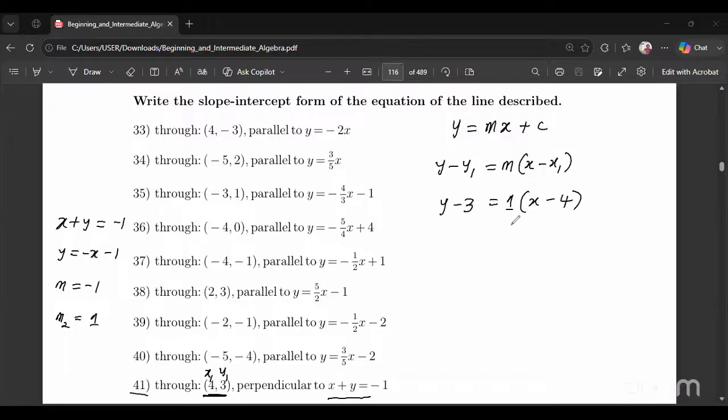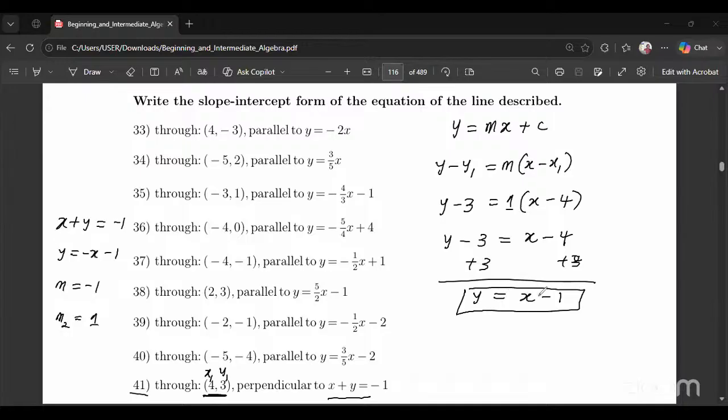So all we need to do from here, we just distribute. Of course, when you have something multiplied by 1, it is the same as just keeping that stuff without any simplification. So we have x minus 4. And for me, I will just add 3 to both sides like this. So I have y on the left-hand side, and I'm having x minus 1 on the right-hand side. So this is the slope-intercept form of the line that passes through this point and is perpendicular to this other line.